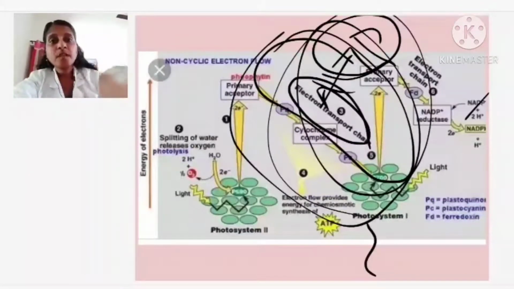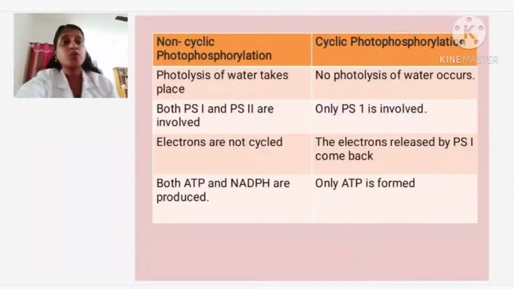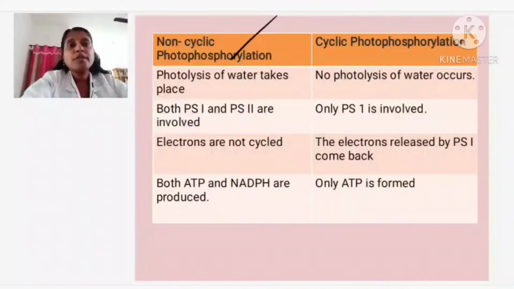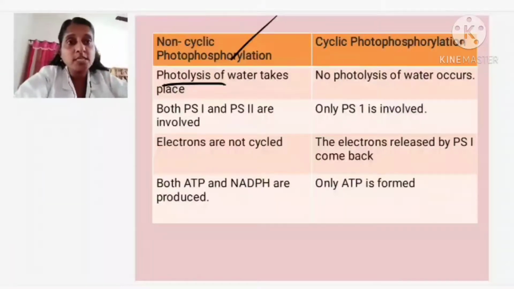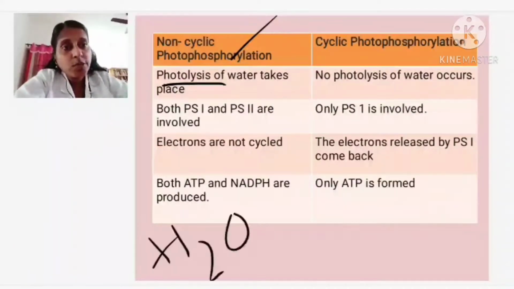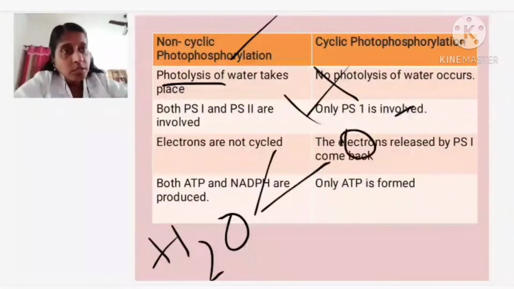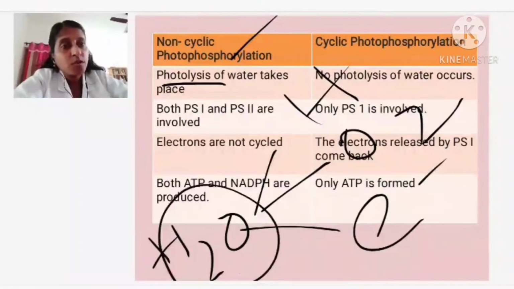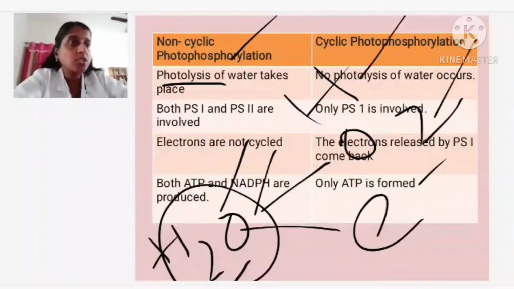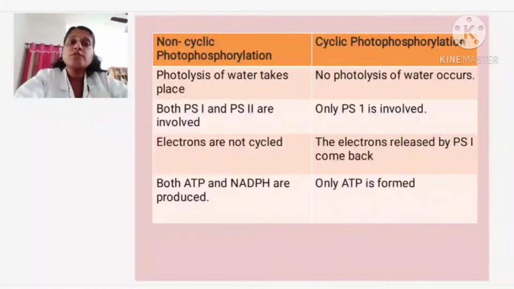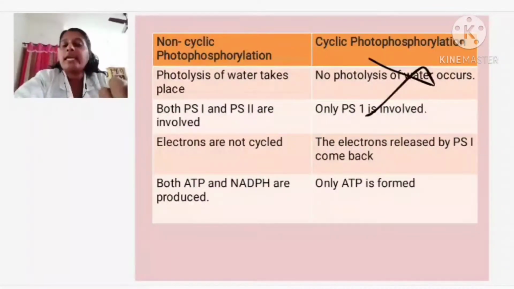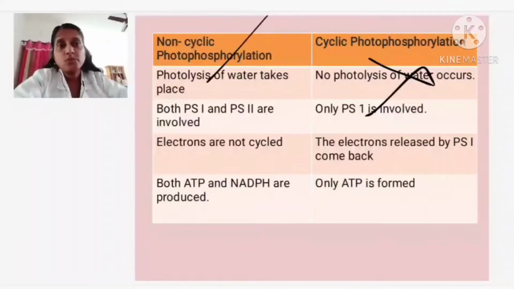Now, that is the difference between what? The cyclic and non-cyclic photophosphorylation, a very important question. In non-cyclic photophosphorylation, water is split, isn't it? So, photolysis of water is taking place. What is photolysis of water? Water is broken down into hydrogen, oxygen and electrons. So, breaking of water in the presence of light into hydrogen, oxygen and electrons is called photolysis of water. It takes place in non-cyclic photophosphorylation, but it does not take place in cyclic photophosphorylation. So in cyclic, there is no splitting of water. Here there is splitting of water.